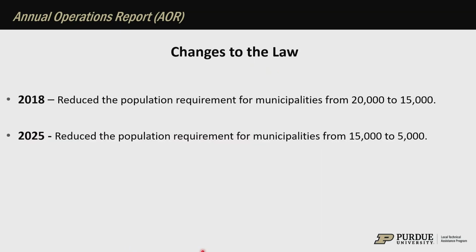So a couple of changes to the law, just to give some reference there. Historically, going back before 2018, the statute said it was required for all municipalities with a population greater than 20,000 people, but in 2018 they lowered that down to 15,000 people, and then in 2025, as I had mentioned previously, they reduced that population threshold down to 5,000 people.